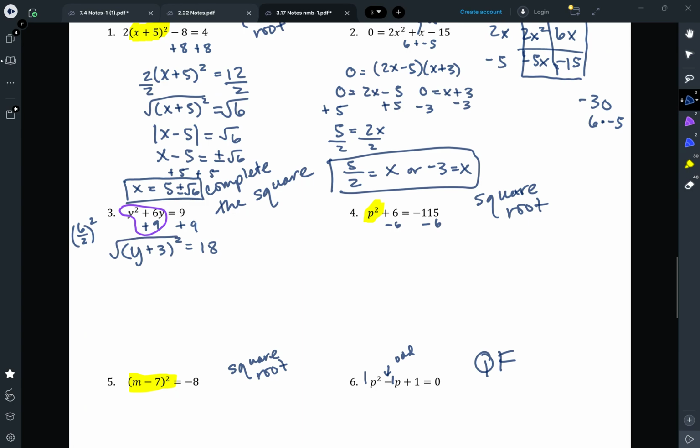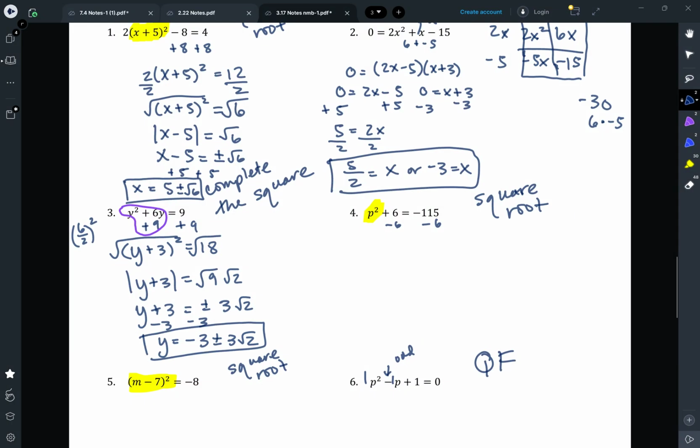So let's go ahead and square root both sides. And then we've got absolute value of y plus 3. On the right-hand side, we know 18 is 9 times 2. So square root of 9, square root of 2. That means y plus 3 equals plus or minus 3 root 2. And now I'm going to subtract 3 on both sides. All right, all set.